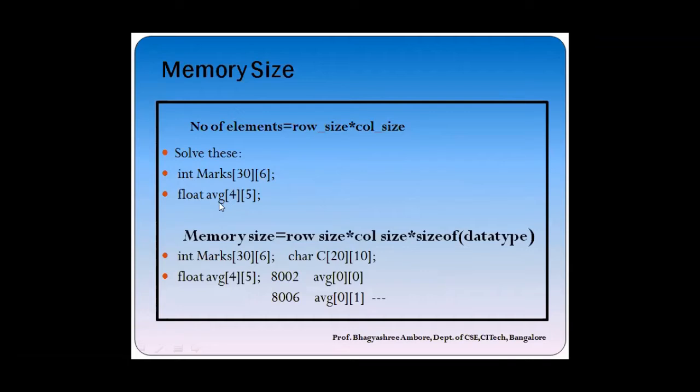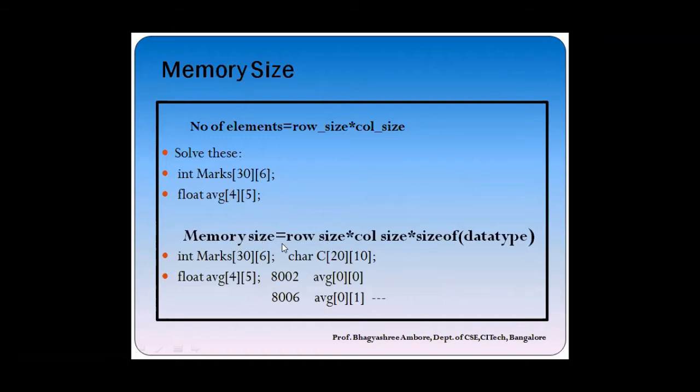Now we'll try with a smaller number, with a float data type. We have used an average of 4 students and 5 subjects, so 4 rows, 5 columns. How many elements are there in this? 4 into 5, total 20 elements. Clear? Now these 20 elements have to be stored in memory. How much memory? That memory size we can calculate by using this.